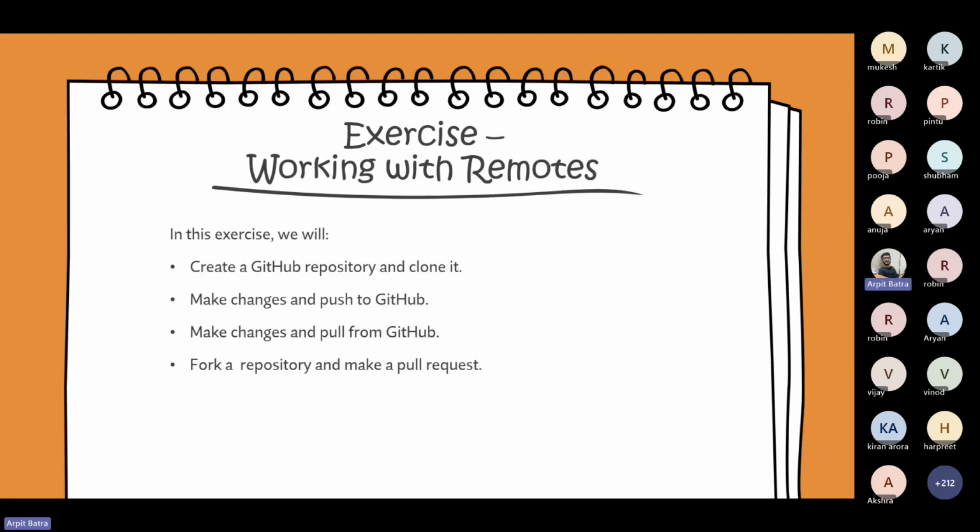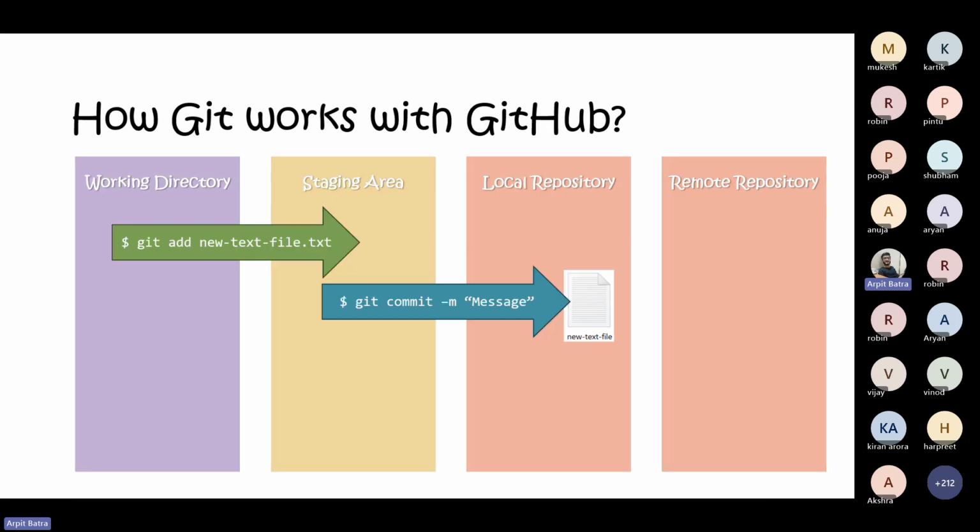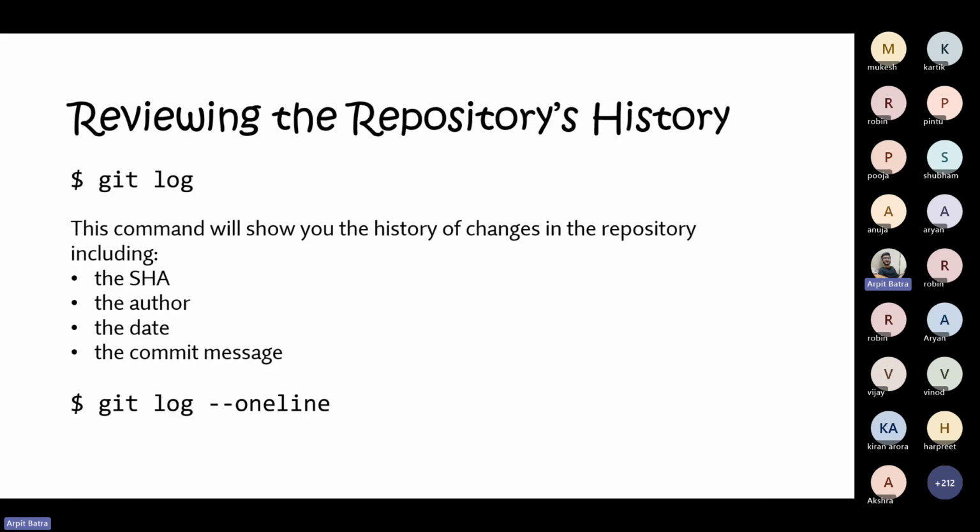So exercise working with remote. In this exercise, we will create a GitHub repository and clone it. Then we make changes and push to GitHub. Then we make changes and pull from GitHub. Then fork a repository and make a pull request. All these things are done in the upcoming lecture. In this lecture, I only tell you the process, not how to do the process.